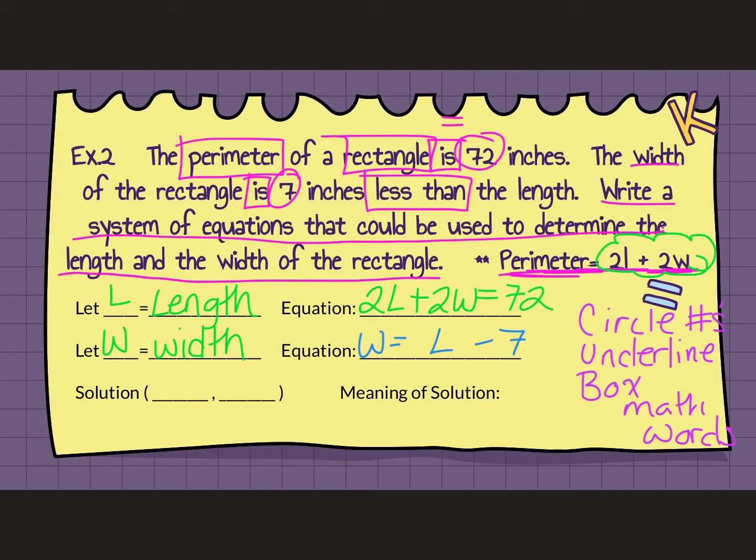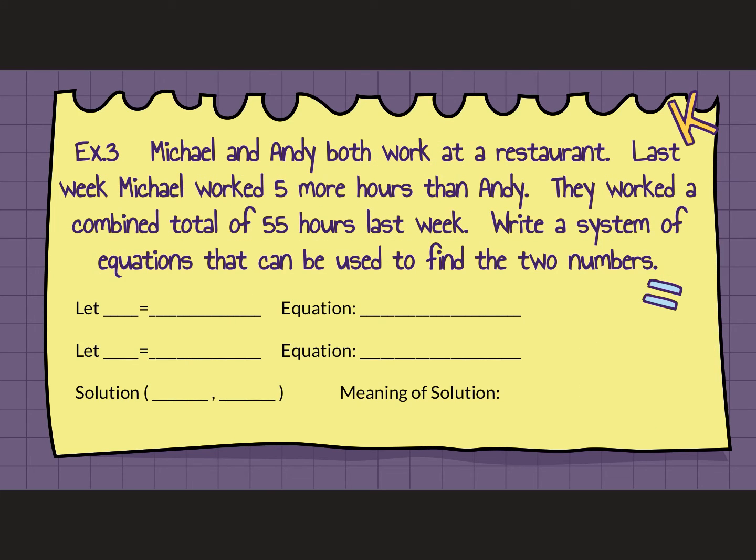Let's move on. Okay, so we're going to go a little out of order. We're going to do example 3 and then jump to example 2. So 3 is very similar to example 1 that we did. But again, we're going to go through the process of CUBS. So the numbers that I'm going to end up circling are 5, 55, and that looks like that's it.